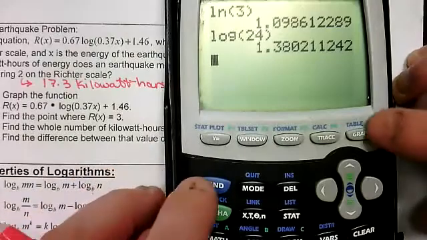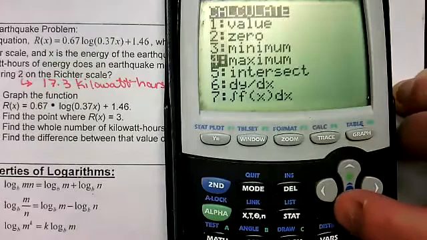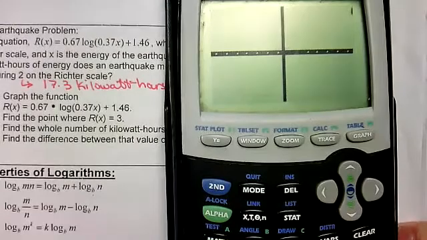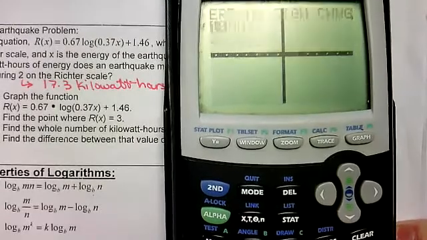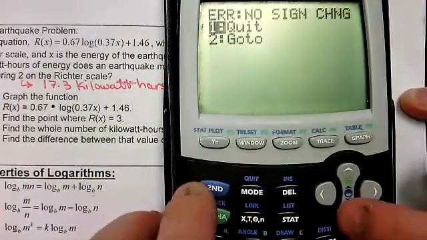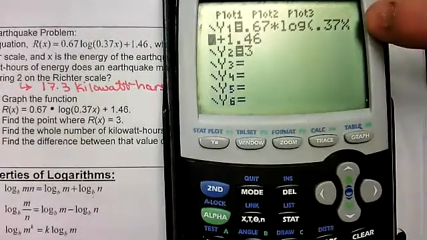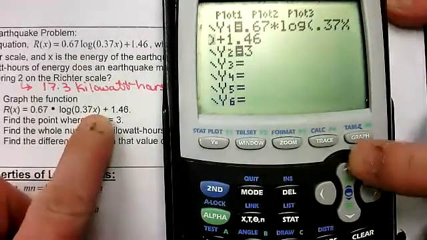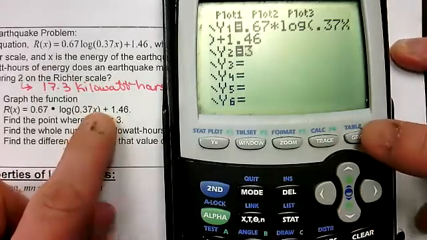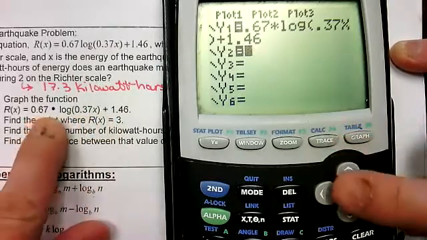I think I must have hit something wrong while I was explaining this. So second calculate. We're going to where these intersect. So there's my first curve, there's my second curve. Guess. And I have something in here wrong. So let's go to my error. 0.37x plus 1.46. Okay, well, I'm not sure why it is not giving me an answer here. It should be giving me an answer.